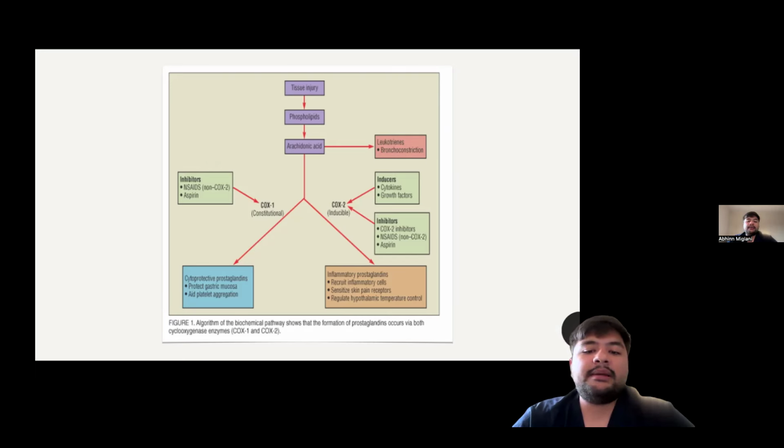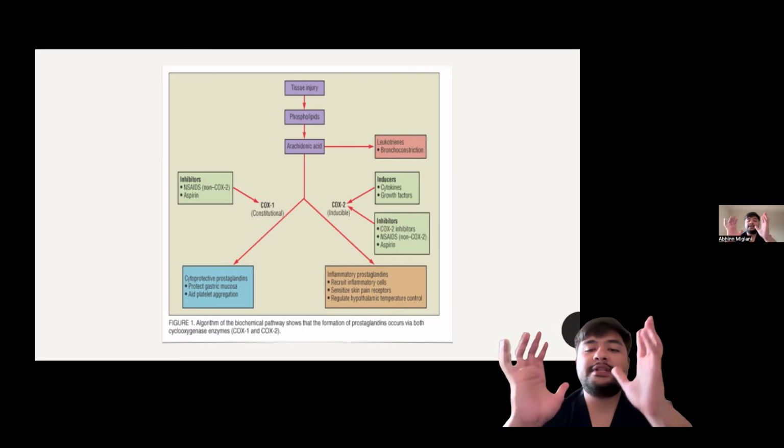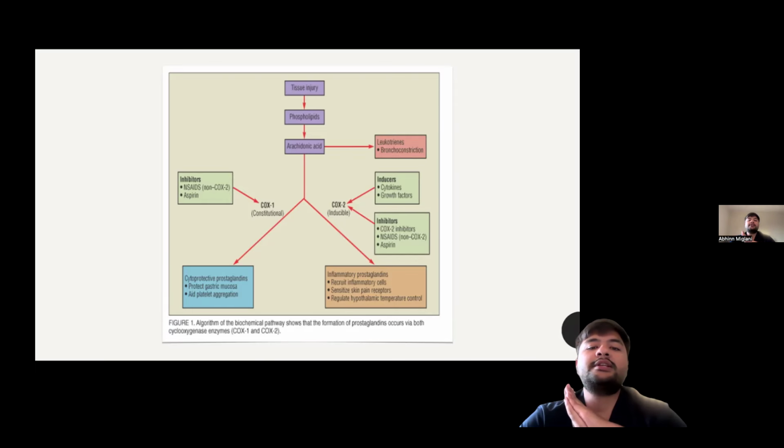There are two main types of prostaglandins: the cytoprotective prostaglandins and inflammatory prostaglandins. Basically, whenever there is a tissue injury, there is a formation of phospholipids, which finally leads to the formation of arachidonic acid. Arachidonic acid leads to the formation of cytoprotective prostaglandins and inflammatory prostaglandins. The cytoprotective prostaglandins protect gastric mucosa and aid in platelet aggregation, while the inflammatory prostaglandins recruit inflammatory cells, sensitize skin pain receptors, and regulate hypothalamic temperature control.